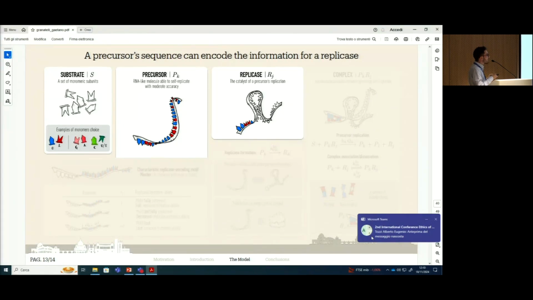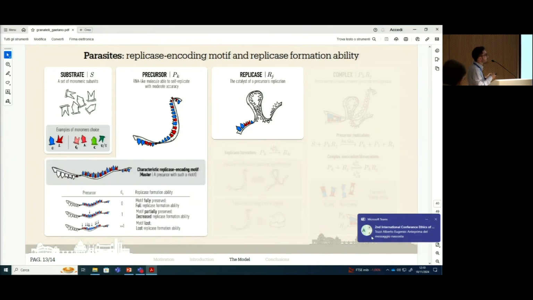And in particular, we assume that only those precursors containing a more or less preserved motif, which is just a pattern of monomers, can keep the replicase formation ability. So for example, if we have a precursor that, because of mutations in the replication, alters too much this motif, this can eventually lead to losing the replicase formation ability. And these precursors are called parasites.